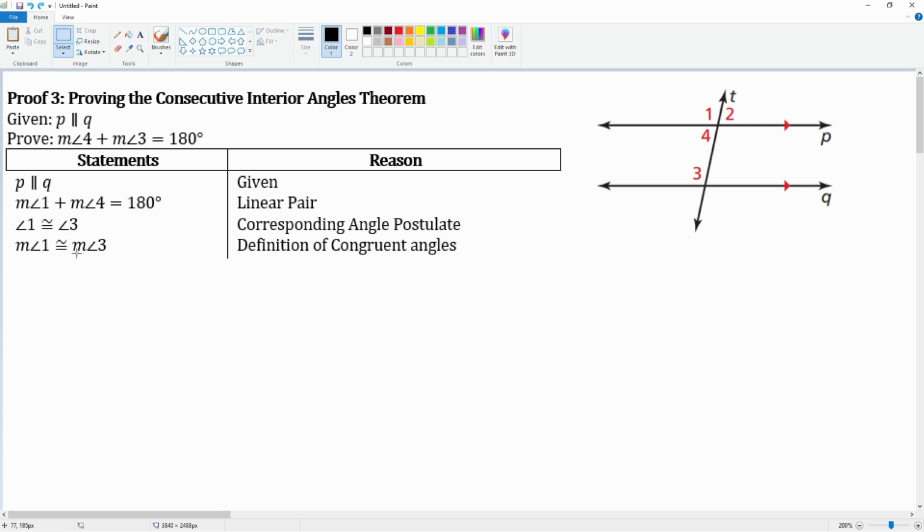Now, since there is its measurement, I could then make that substitution. The measurement of angle 1 is equal to the measurement of angle 3, so I can replace that by substitution, leaving me with the measurement of angle 3 plus the measurement of angle 4 is equal to 180. Okay, yes, you can use some commutative property, but I don't mind. And there you go. This does match up with that.